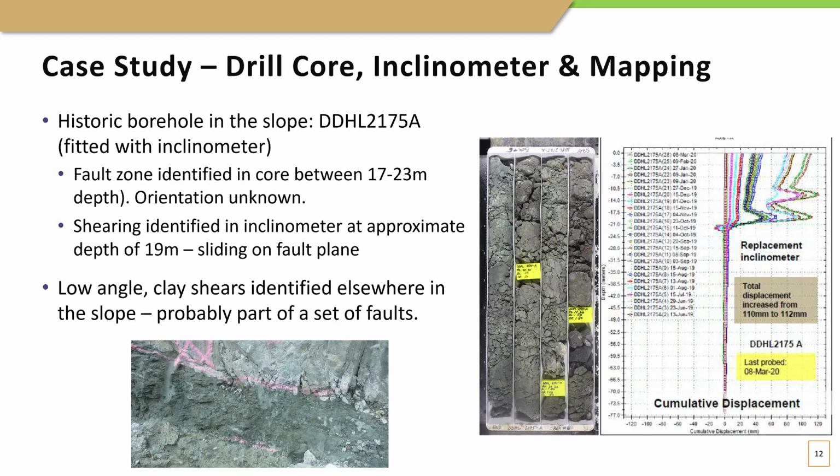Shearing was identified on the inclinometer, which you can see on the right hand side, at a depth of 19 meters, which coincided with the fault zone in the core, or in other words, a sliding fault plane was identified. Mapping data elsewhere in the slope, within a couple hundred meters, identified clay-infilled shears, possibly a set of faults.